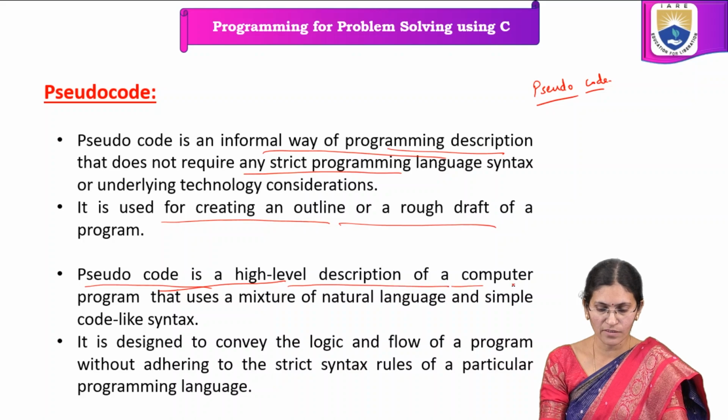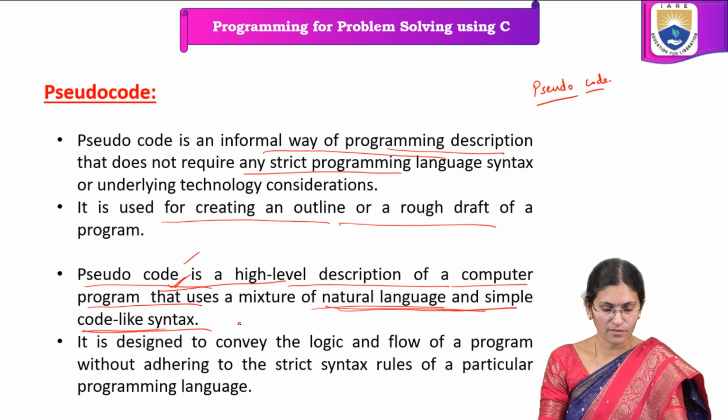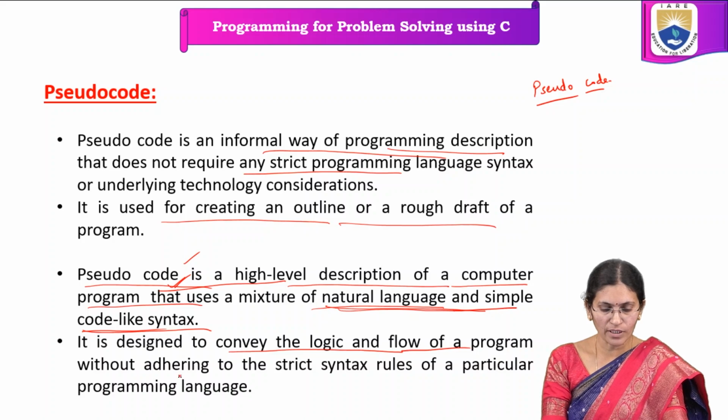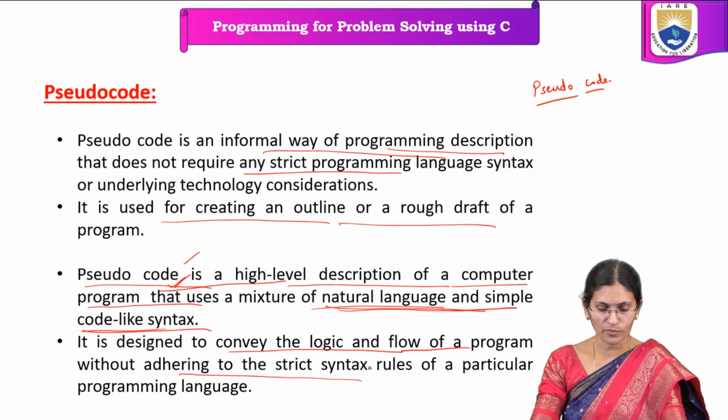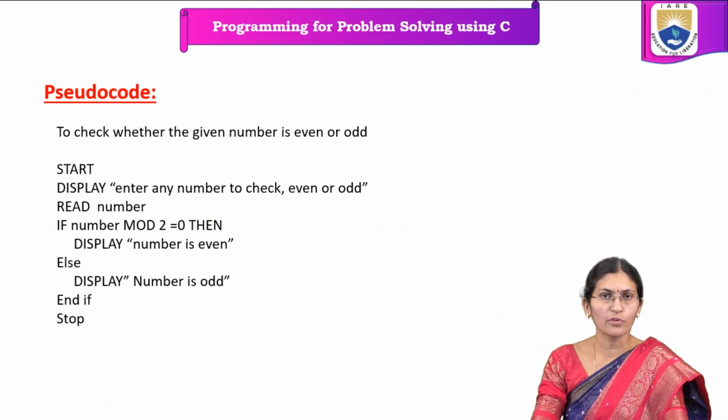It is a high level description of a computer program which uses a mix of natural language and simple code like syntax. In order to write pseudocode, we don't require any programming language syntax, or rules and regulations need not be followed. So it can be written in natural language and simple code like syntax. It is designed to convey the logic and flow of a program without adhering to the strict syntax rules of a particular programming language. So let us see one example for pseudocode.